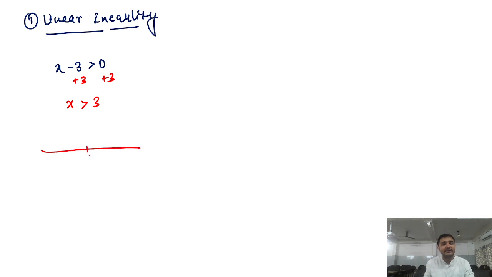On the number line, 3 is open because the equality symbol is not there. Greater than 3 means they are asking for all the values on the right side of 3. So x can be any value from open 3 to infinity.